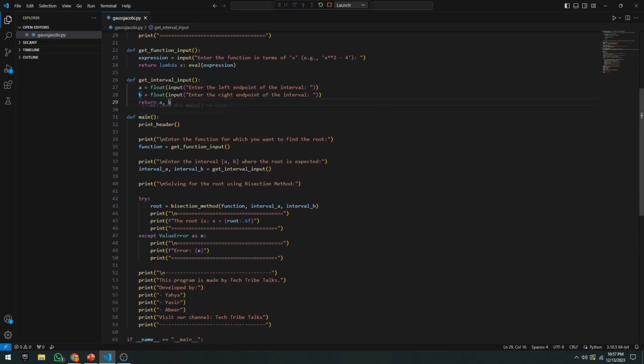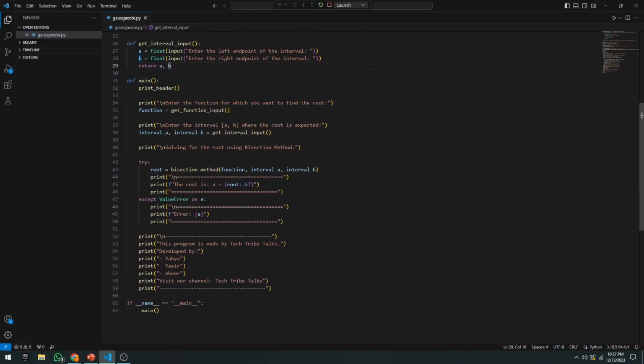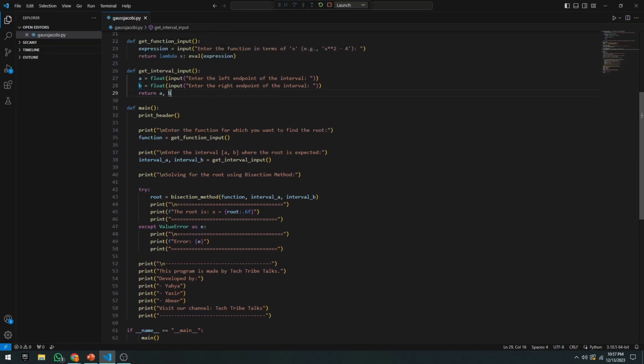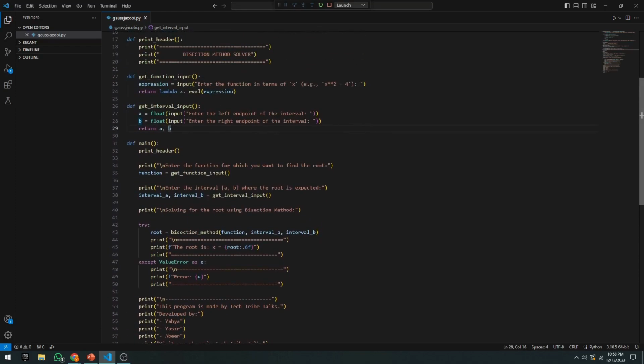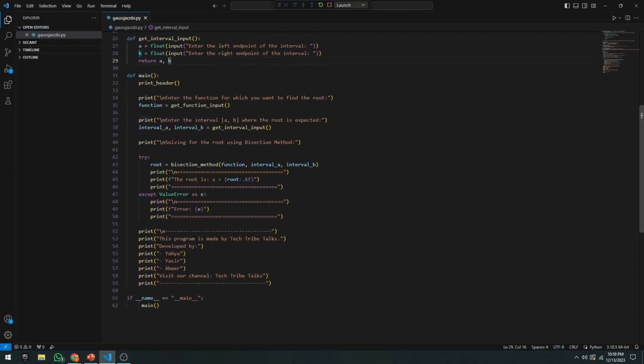Then we come to our main function. We print the header, and then we print enter the function for which you want to find the root, and then our function will be equal to get function input. So basically we're calling the get function input method. We can write any function we want, and it will give us the root of it, and then we'll print enter the interval a and b where the root is expected. So we'll write interval a, interval b equals get interval input, which was our a and b.